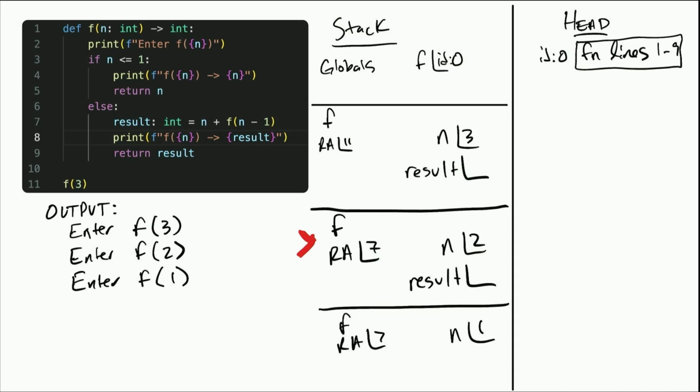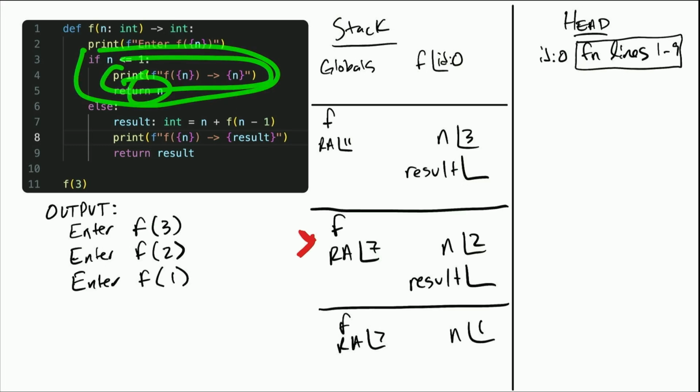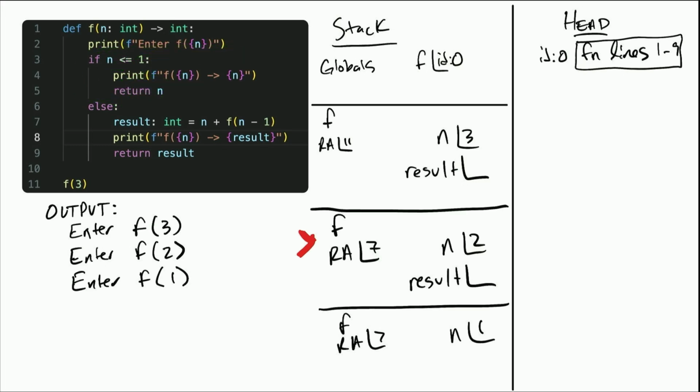And remember, this is our base case because we do not have any recursive call here. We're just going to return n. But first we have to print this out. So what do we print out here? Well, we print out f, open parenthesis, and then we substitute n. N in this frame is 1. And then we are returning n, so we're indicating that we're going to return 1. So that's going to be 1. These substitutions here and here are where the 1 and the 1 came from.